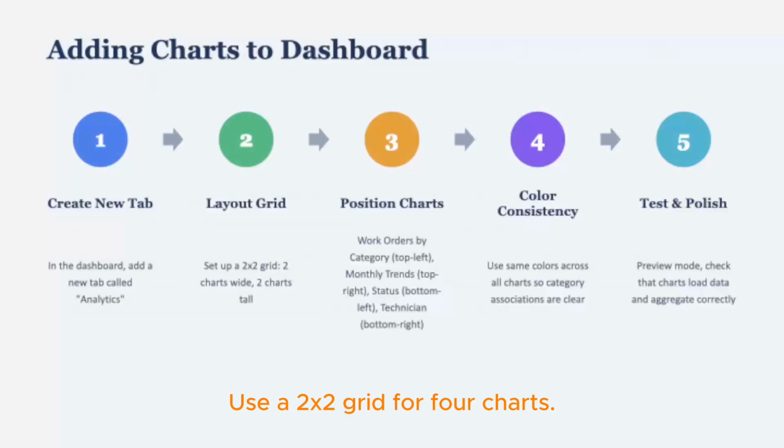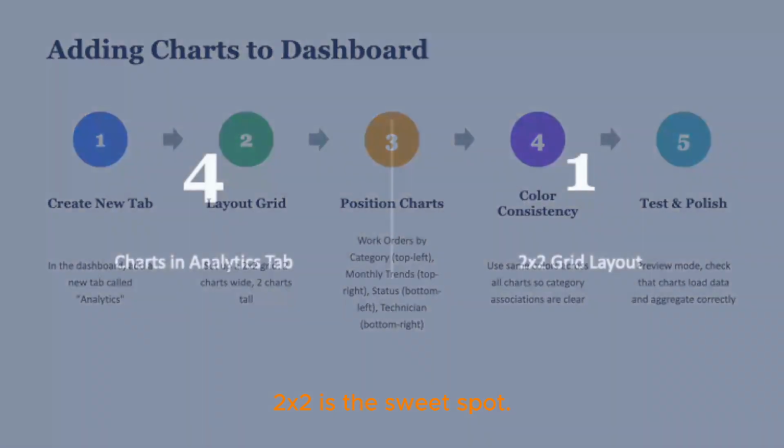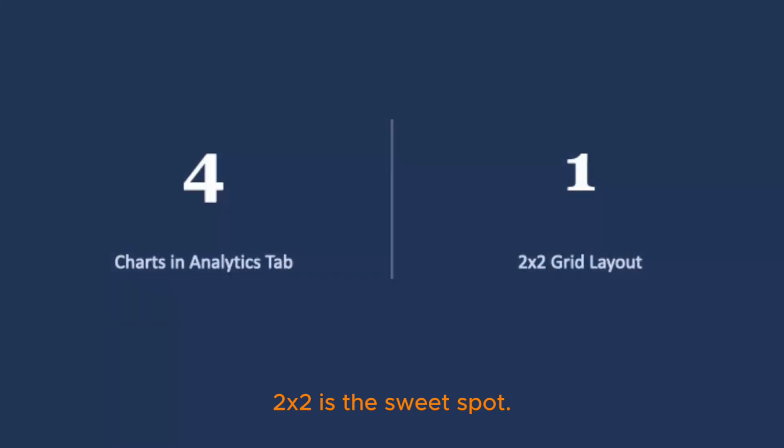Use a 2x2 grid for 4 charts. Colors consistent, titles on everything, and always test that charts update when things change. 2x2 is the sweet spot, not overwhelming but comprehensive. Fits most screens without scrolling.